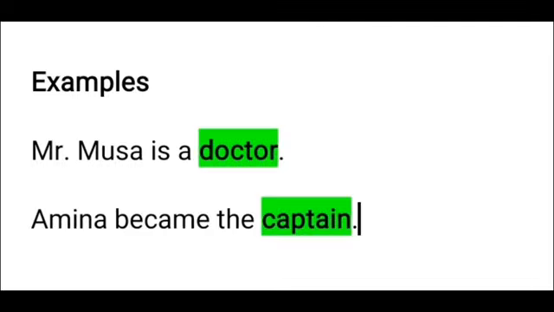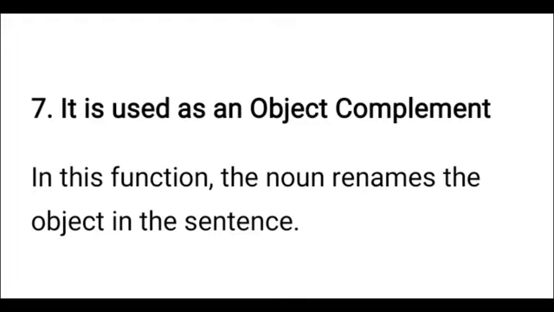Example 2, Amina became the captain. Captain here is a noun describing Amina, hence playing the role of an adjective since it describes the subject. And so we say it is subject complement. Function number 7. It is used as an object complement. This means that it renames or describes the object, but note that in this case it is not going to come after a linking verb.